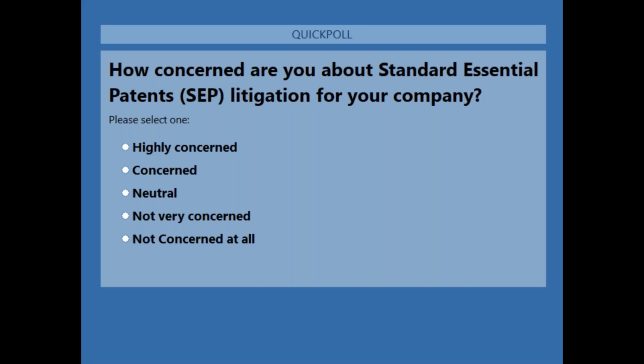The next question is, how concerned are you about standard essential patent litigation for your company? Please select one of the following: highly concerned, concerned, neutral, not very concerned, or not concerned at all. I'll give it a few more seconds. There's quite a few answers coming in right now. I think we can probably shut down the poll.